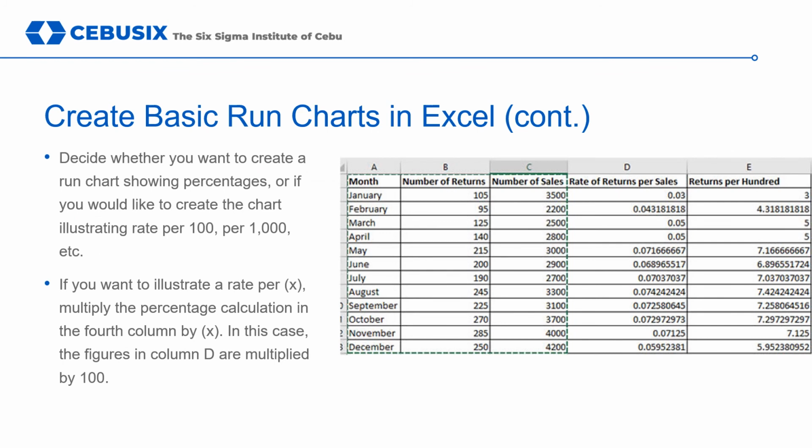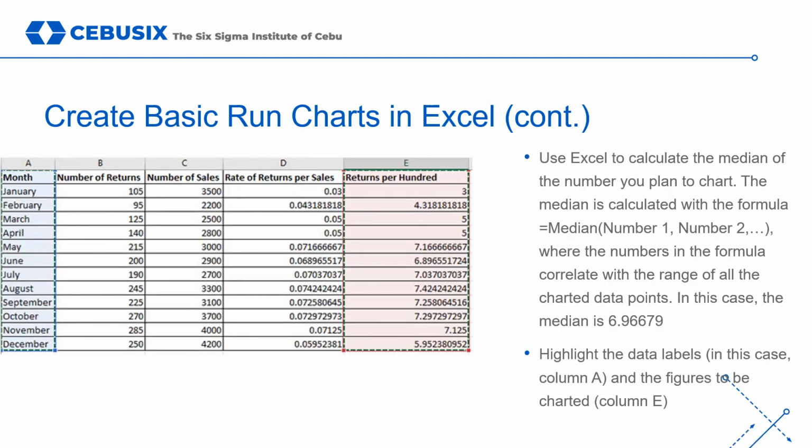So we need to decide whether we want to create the run chart showing the percentages or to create it illustrating the rate per 100 or per 1000. We already have the percentages, so we could just move on and create the chart. But these percentages may end up being too confusing. So you may actually want to illustrate a rate per 100. To do this, we would add a fifth column, column E, where we would multiply the values from the rate of return column by 100. Now we have a number that is easier to present to management and other company employees.